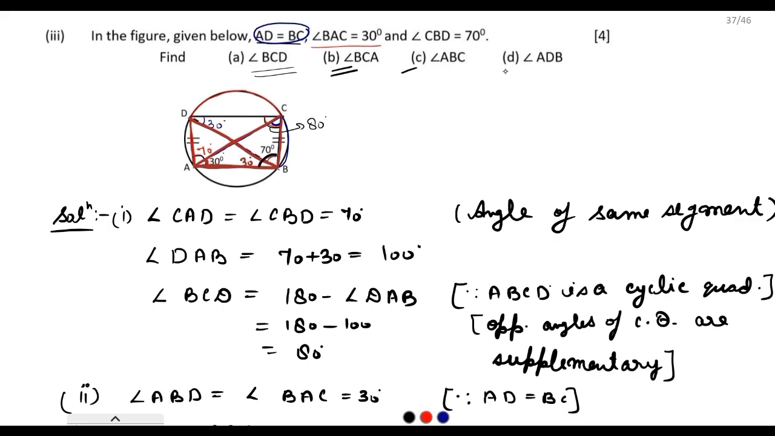In fourth part, we have to find angle ADB. ADB means this angle, and this angle will be equal to, look at the arc AB. This angle means BCA, which we have already found in part B. If this is 50 degree, then this will be also equal to 50 degree.